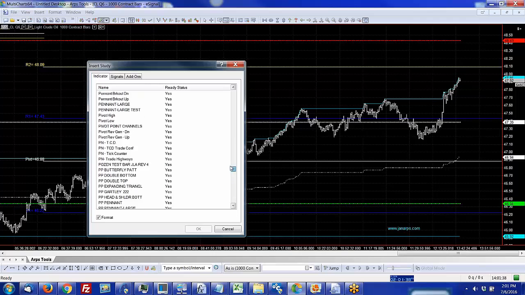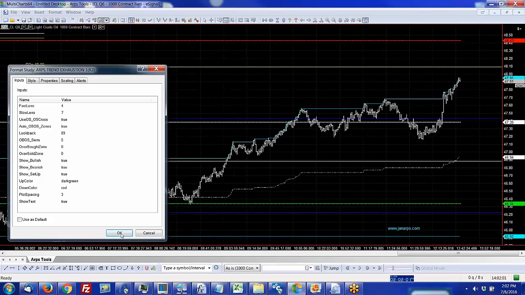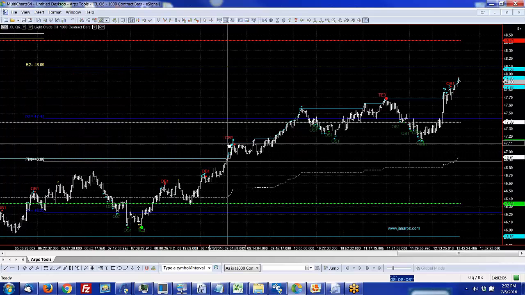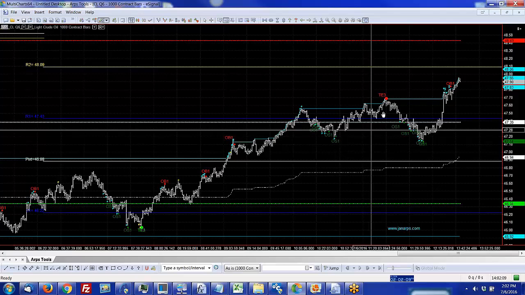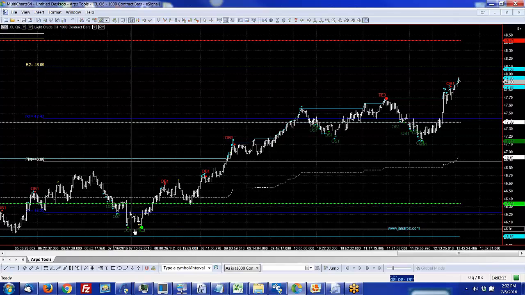If you look at the number of Arps tools here that we have just in the indicators library, there's hundreds of them, all giving good signals. For instance, you could look for signals like the pullback 23 or the trend exhaustion 1, 2, and 3 tools that will show you entry and exit opportunities on the chart. You can see this is an overbought signal here, an oversold signal here, a trend exhaustion 3 signal here, again overbought signal here, trend exhaustion 3 signal here.